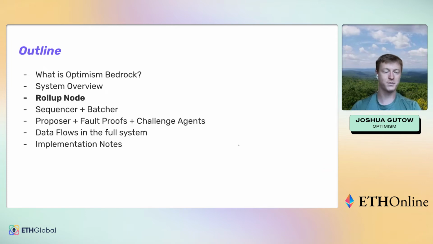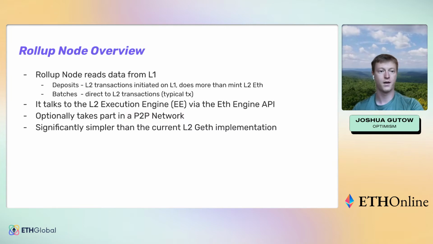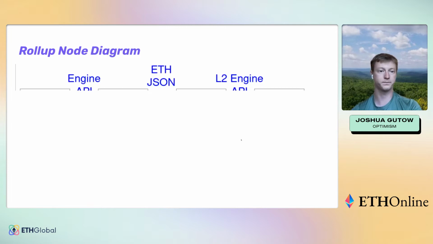Cool. So time to dig deep into the rollup node. It does several things. It reads data from L1, which has both deposits and batches. As Carl mentioned, it uses the engine API to talk to the execution client, OP-Geth. There's a P2P network, and I'll talk a bit more about that later. And as an implementation, it's way simpler than the current L2 Geth implementation. It's a lot closer to upstream, and a lot easier to work with.